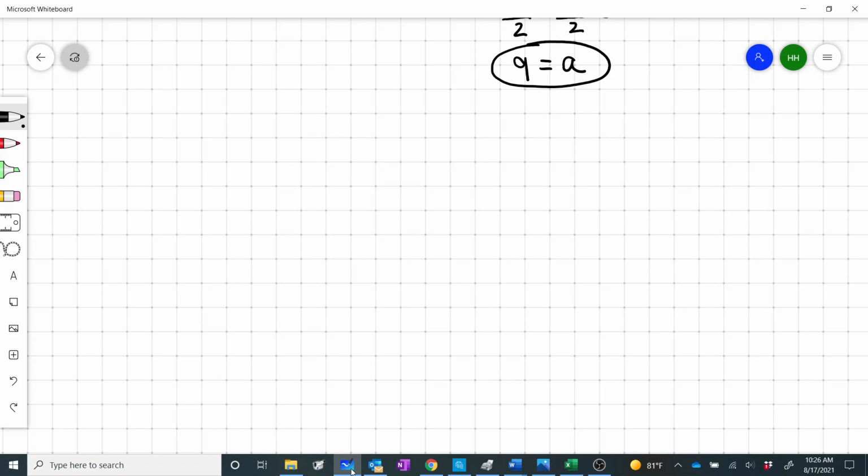Alright, so today is the 17th of August, and we are going to be solving inequalities today. Solving inequalities, and you may be asked to graph your solution. Alright? So, we're going to talk about graphing your solution first.